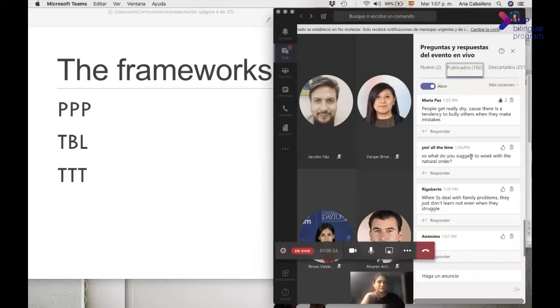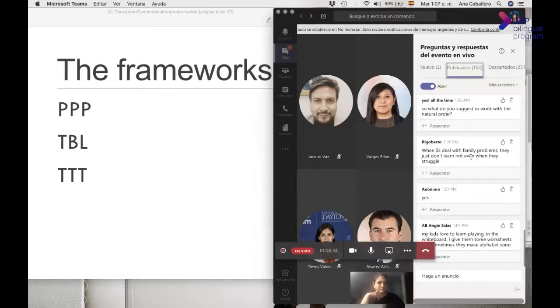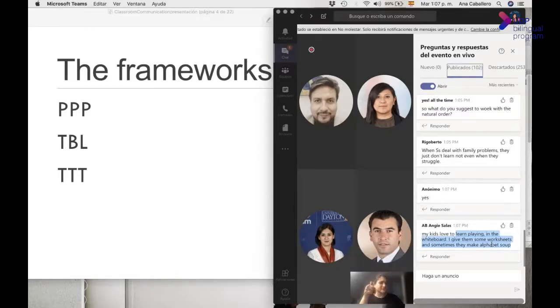My kids love playing the whiteboard. Okay, they make alphabet soup. That's a very interesting idea, but I'm talking about task-based learning. What is the main idea of this approach, or this framework?